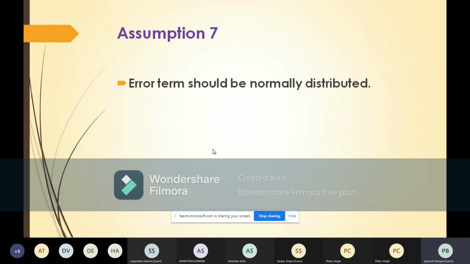Now, assumption number 7, the error term should be normally distributed. See, normal distribution of the error term is again important. We generally check 3 to 4 assumptions when it comes to research. We do not test all assumptions, but we have to test at least 4 assumptions. Which are these? Number 1, serial correlation. Number 2, normal distribution. Number 3, no heteroscedasticity. And the fourth one is the residual error term. At least these 4 assumptions should be tested.